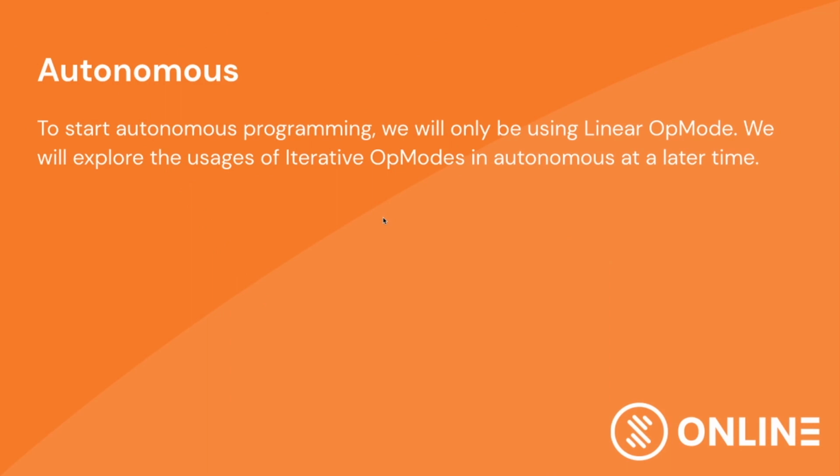So we're going to explore more usages of the iterative op modes at a later time, so probably next week or the week after, where we talk about the state machine, because that's a really intensive Java program that we have to write with a lot of different pieces and parts to it, and we want to make sure that you understand all of the general stuff before we go that deep into it.